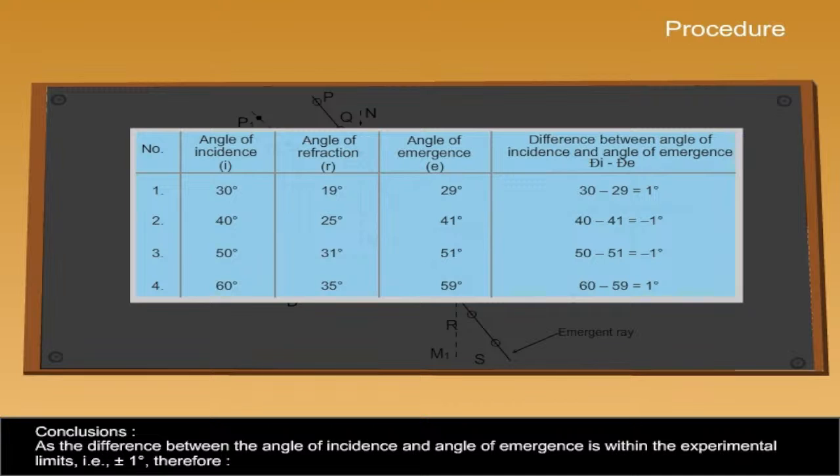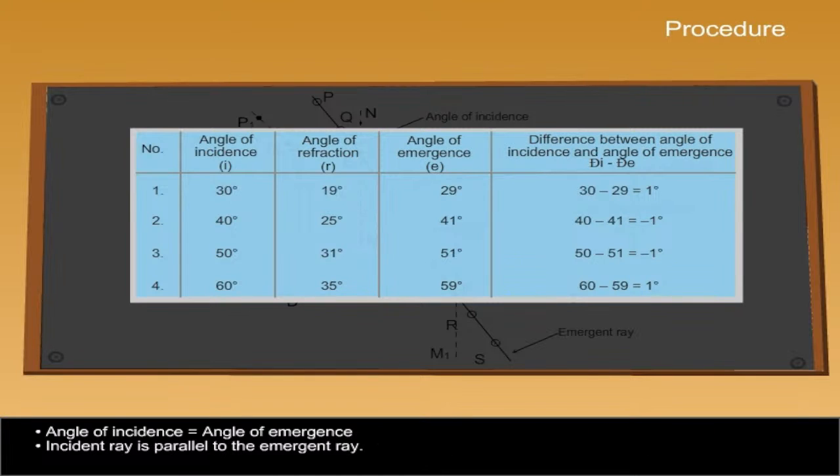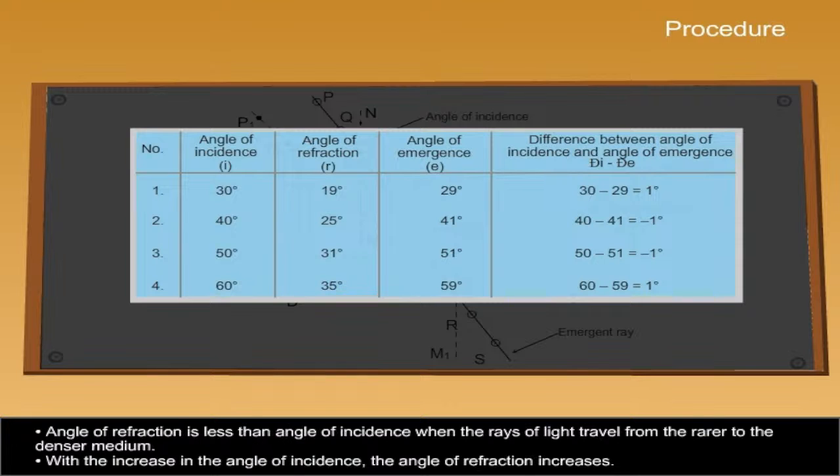Conclusions. As the difference between the angle of incidence and angle of emergence is within the experimental limits, that is, plus minus 1 degree, therefore, angle of incidence equals angle of emergence. Incident ray is parallel to the emergent ray. Angle of refraction is less than angle of incidence when the rays of light travel from the rarer to the denser medium. With the increase in the angle of incidence, the angle of refraction increases.